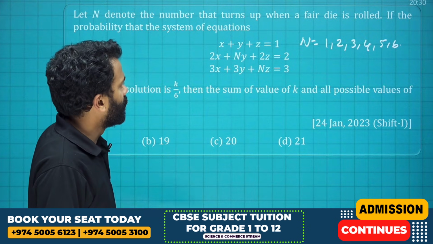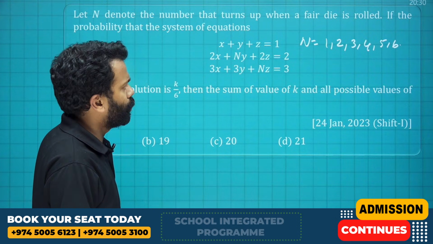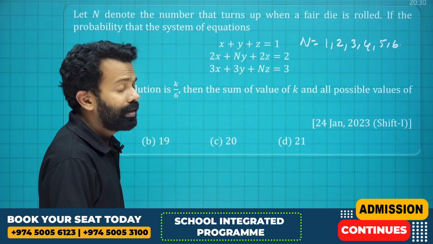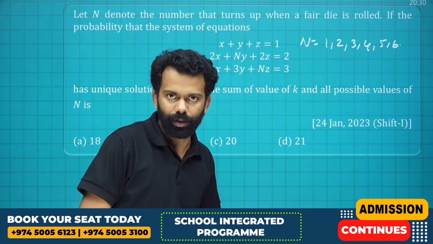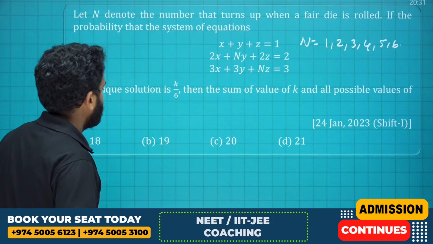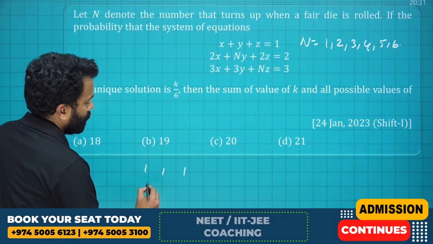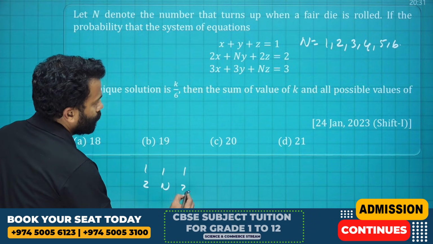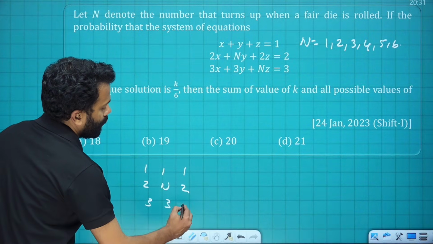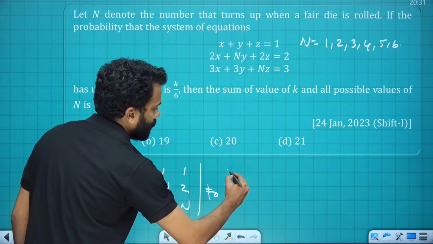Okay, let's try to do that. For this system of equations to have a unique solution, its determinant cannot be equal to 0. That is the only condition. Let's assemble it then. That is 1, 1, 1, 2, n, 2, 3, 3, n, which is not equal to 0.